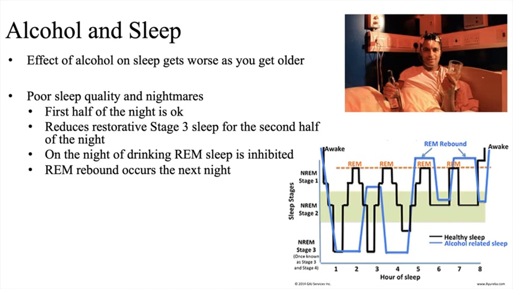You fall asleep faster often with alcohol, but over the length of the night, you're going to reduce the amount of time spent in restorative stage 3 sleep. So usually stage 3 or deep sleep and longer periods of time there are going to be more healthy. If you get to sleep by drinking alcohol, you're going to reduce the amount of time spent in stage 3 sleep. So on the night of drinking, you're going to have less REM sleep, but the REM rebound occurs the next night.